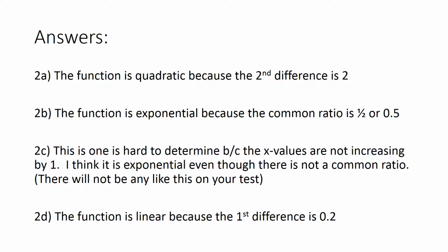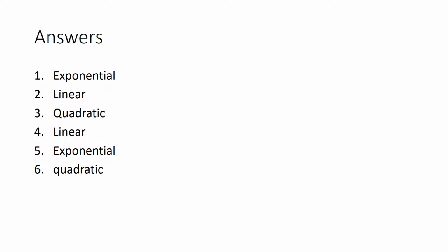Okay, and then 2d, the function is linear because the first difference is 0.2. So we're adding 0.2 each time in 2d. And then when we look at the bottom, those are kind of the answers to whether or not it was exponential, quadratic, or linear. Please remember that if it's exponential, the variable is in the exponent. If it's quadratic, the highest exponent is 2. And if it's linear, it's written in the form of y equals mx plus b or ax plus by equals c.